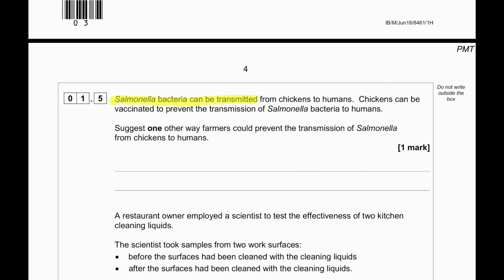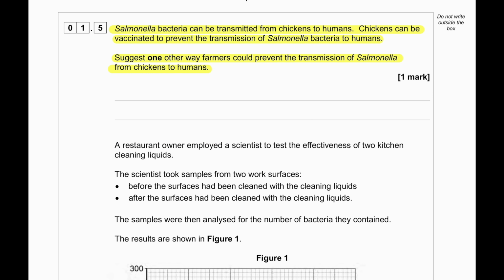Salmonella bacteria can be transmitted from chickens to humans. Chickens can be vaccinated to prevent the transmission of Salmonella bacteria to humans. Suggest one other way farmers could prevent the transmission of Salmonella from chickens to humans. The farmer can have many different ways to prevent it. One method is that the farmer can give the chicken antibiotics so that the chicken itself is free of Salmonella bacteria when it is consumed.